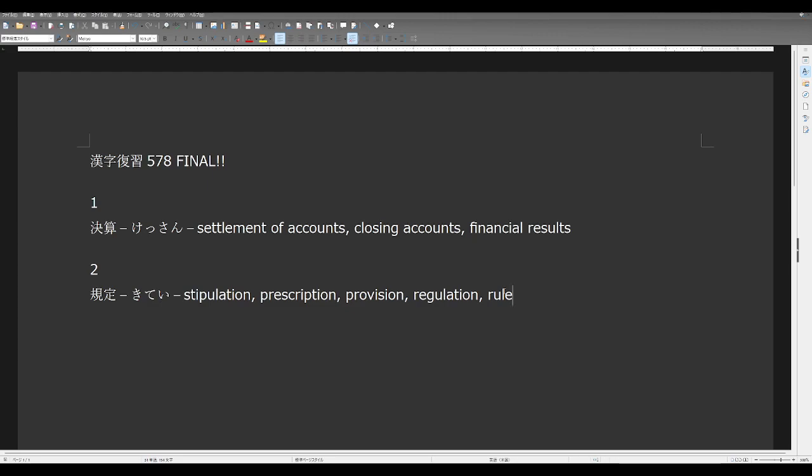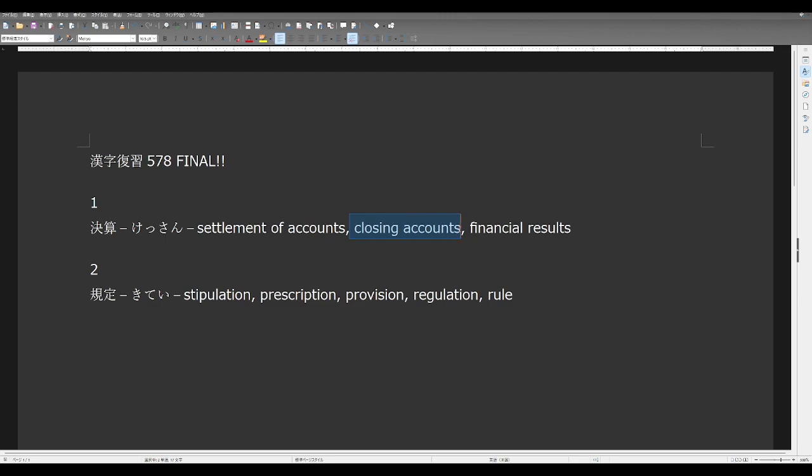Our first word of today is kesan. Ketsu on the left side for a decision or a determination, and san on the right side for a calculation. So this is a determining calculation or a determined calculation, aka the settlement of accounts, the final settling or determination of accounts, closing accounts, or the financial results of something with kesan.